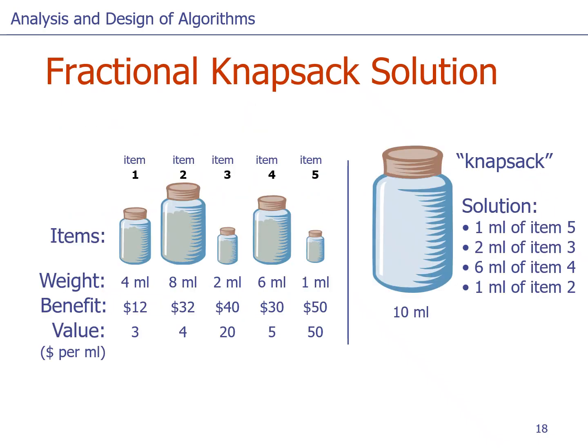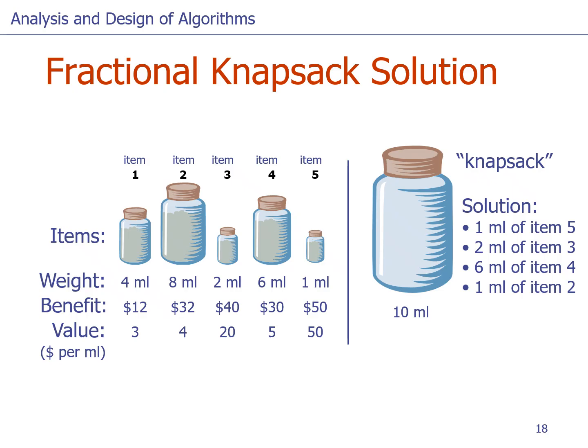Here is another instantiation of the same problem except with liquid items. So each item is stored in a bottle. As you see here, we have 5 items, 5 bottles, each item in a bottle, and we're given for every item the weight, or it could be the volume, of the item. Here we're given the weight and the benefit of the total weight.